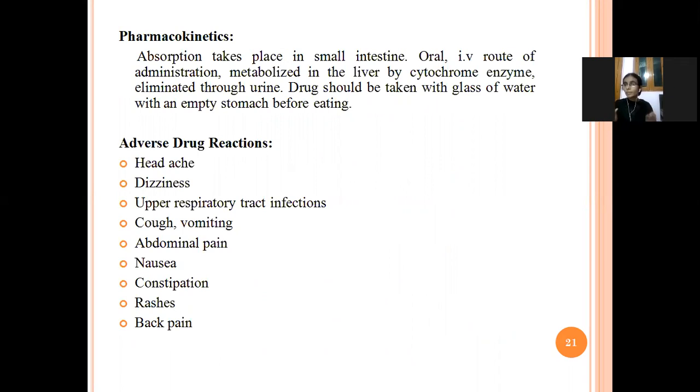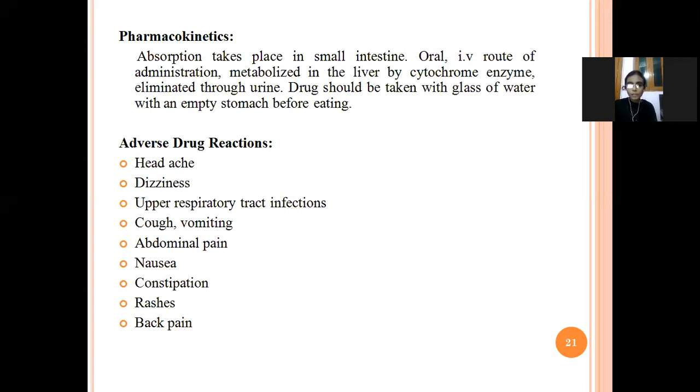But this drug should be taken before eating, on an empty stomach. So this drug should not be taken after food. So before the meals, this drug should be taken for better absorption.